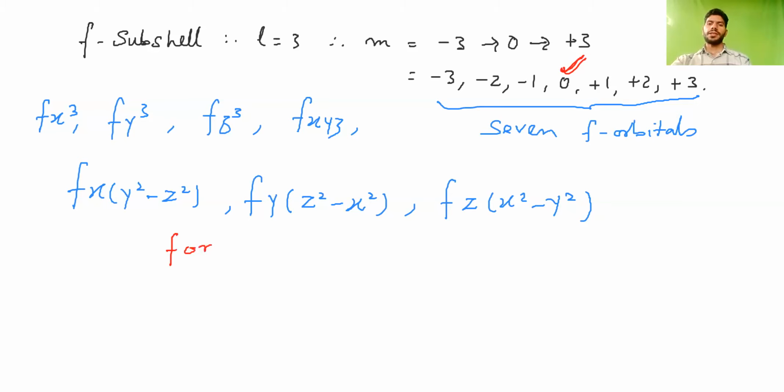So can you tell me, anybody? For fz cube, m value is taken as 0. So this is the sign convention, you have to remember this.